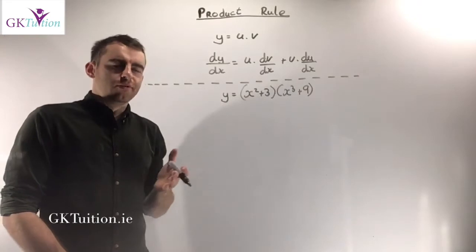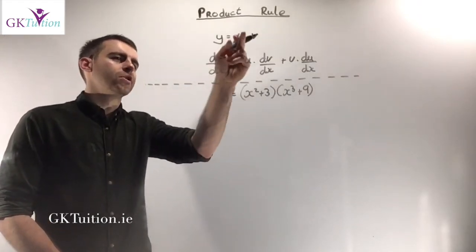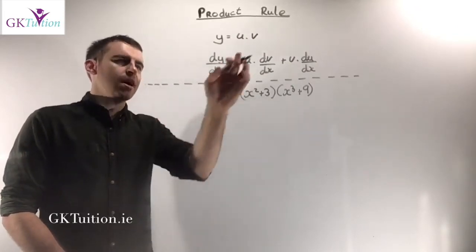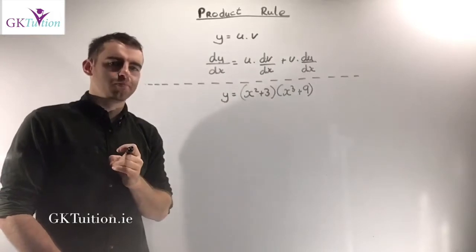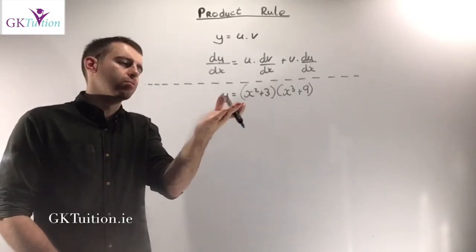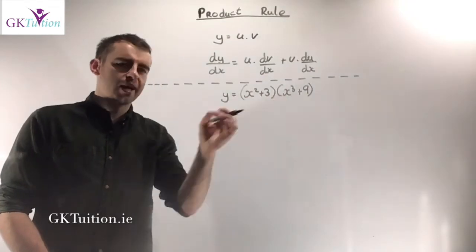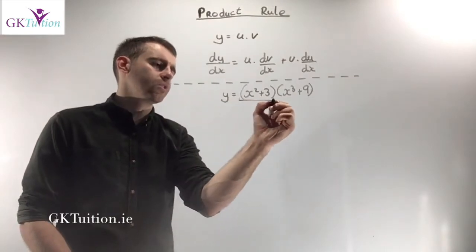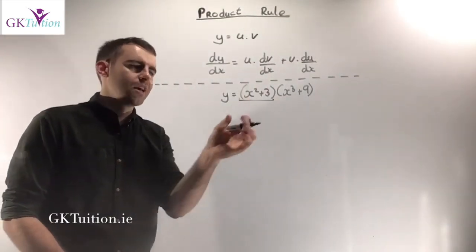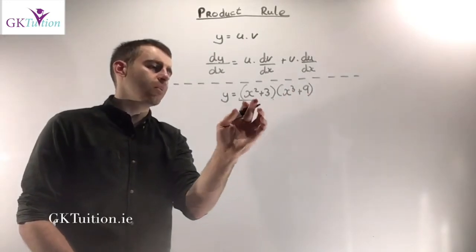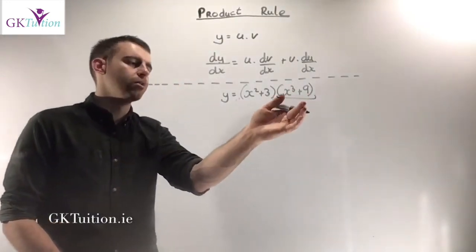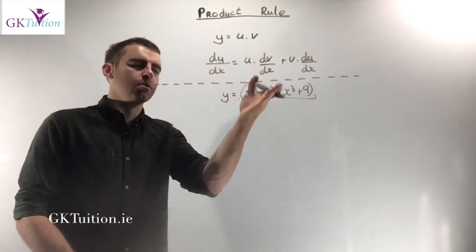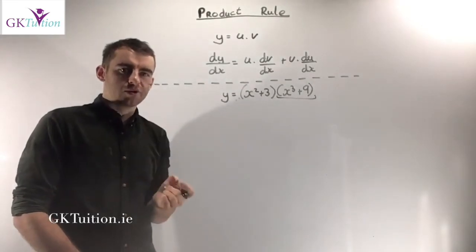You use the product rule if you have a situation where you're told that y, your function, is equal to u multiplied by v, where u is a term with a variable in it and v is another term with a variable in it. So for example, the question I'm about to do is y equals x squared plus 3 multiplied by x cubed plus 9. In this scenario, the first term here is x squared plus 3. It has a variable in it, and I'm multiplying that by another expression with a variable, which is x cubed plus 9. If you're multiplying one expression with a variable by another expression with a variable, then you use the product rule.